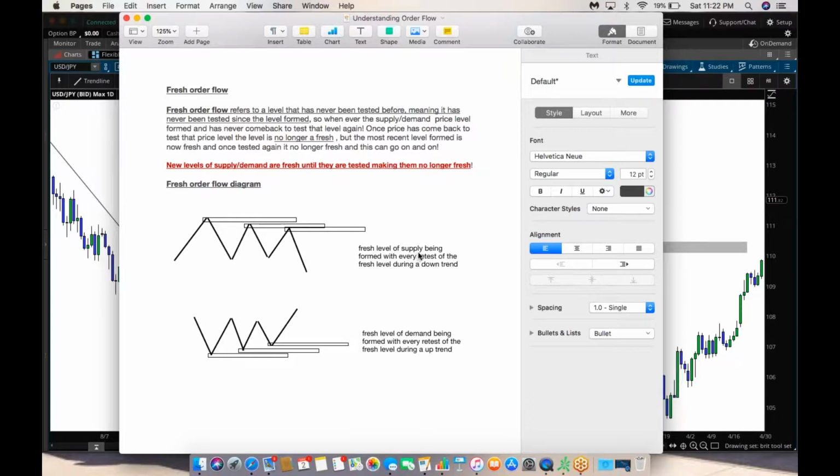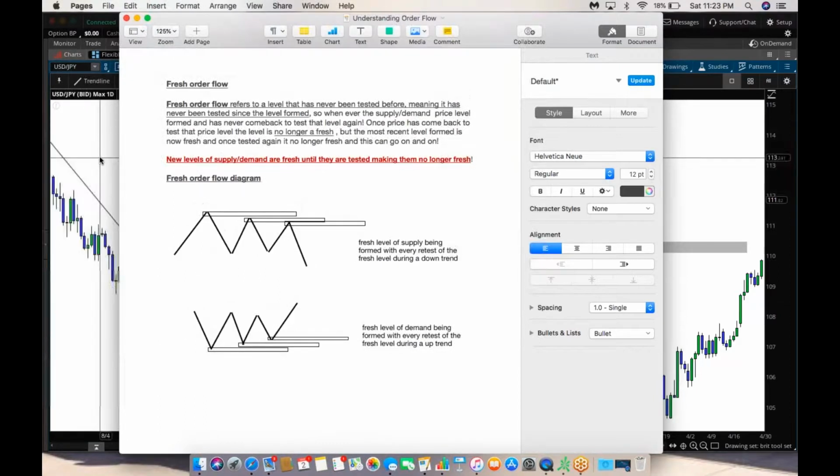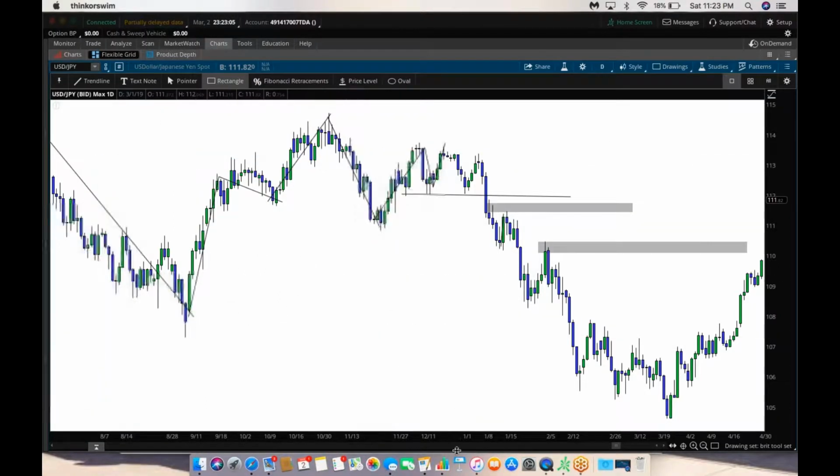A fresh level of supply is formed with every retest of the fresh level during a downtrend. So during a downtrend, which we see in real time, this is what I'm referring to, just that fresh order flow. And so this is a real physical picture of it.